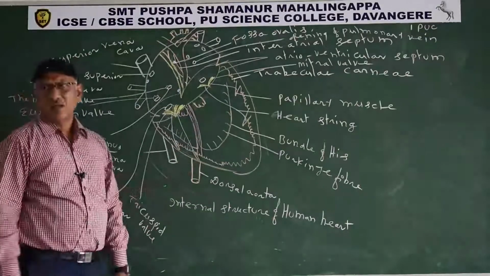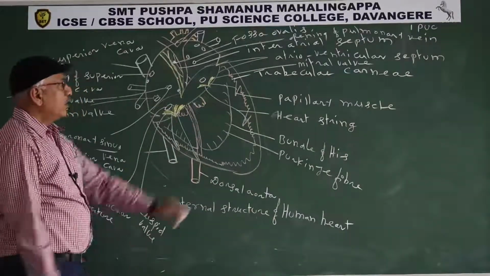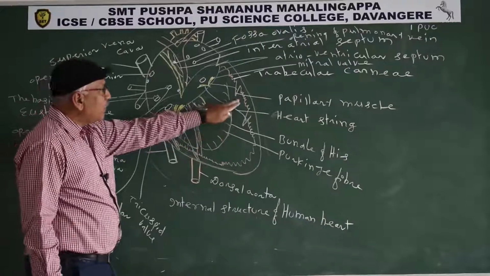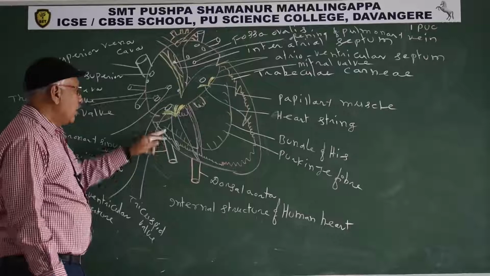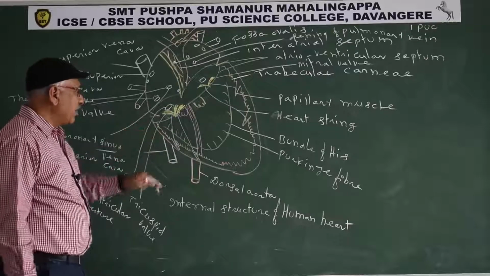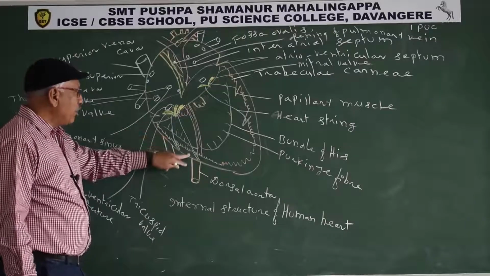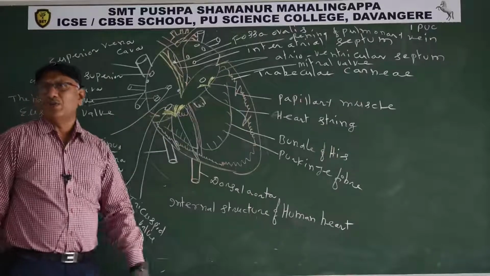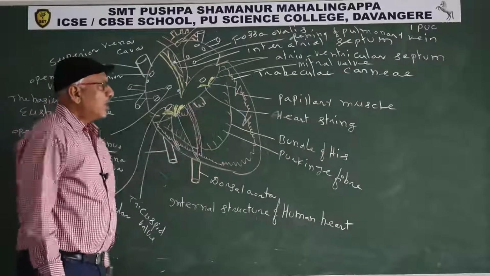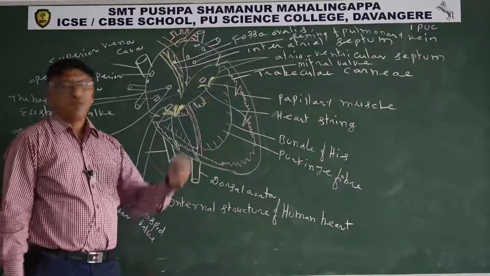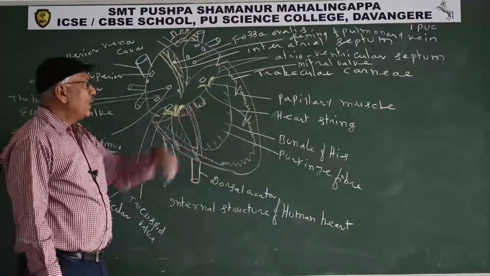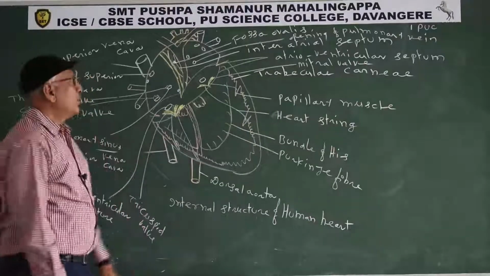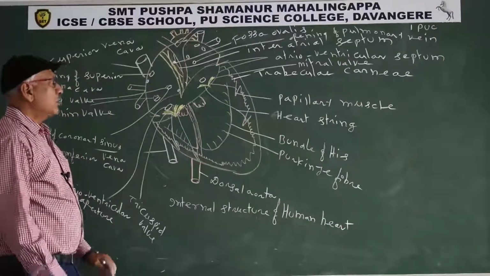Heart strings are cartilaginous structures. The heart strings connect the papillary muscles of the left ventricle to the bicuspid valve. The heart strings in the right ventricle connect the papillary muscles to the tricuspid valve. What are heart strings? They are made up of cartilage. One end is connected to a papillary muscle, and the other end is connected to the atrioventricular valves.